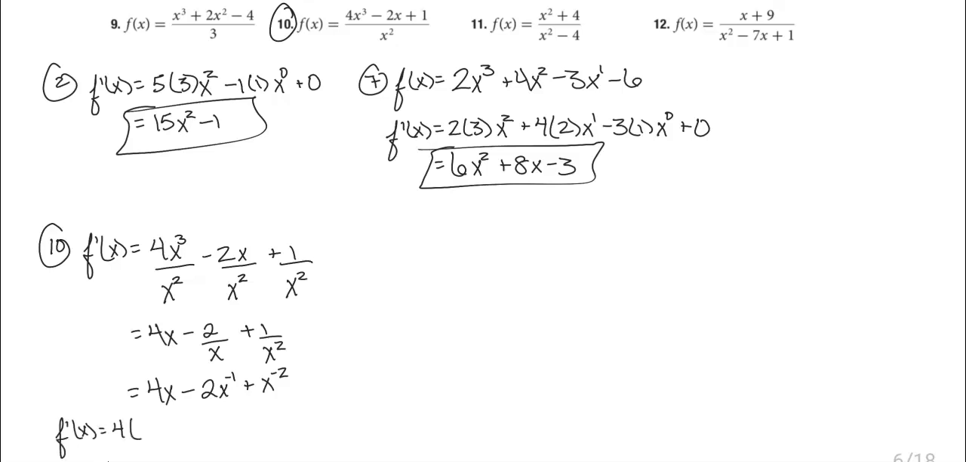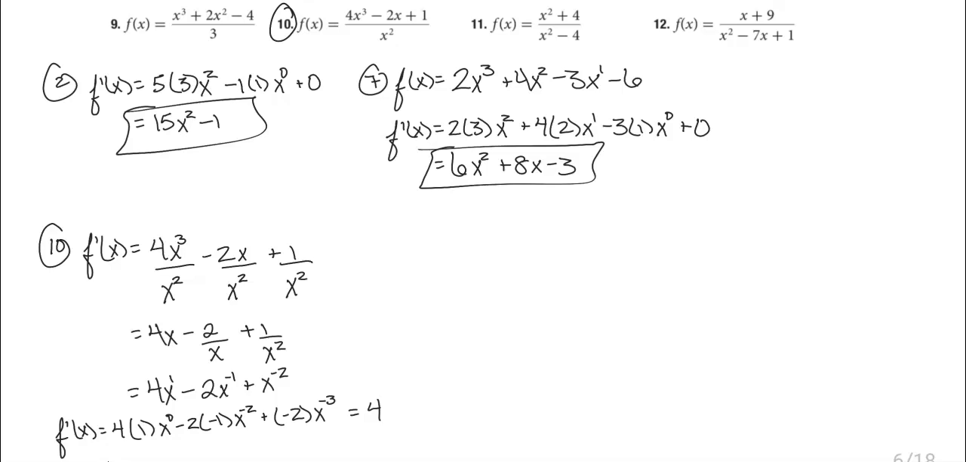So 4, bring that exponent down, subtract 1 from the exponent. Negative 2, bring the exponent down, subtract 1 from the exponent. Then bring that exponent down, subtract 1 from the exponent. And then we're just going to clean it up. So we're going to get 4. X to the 0 is the same thing as 1.